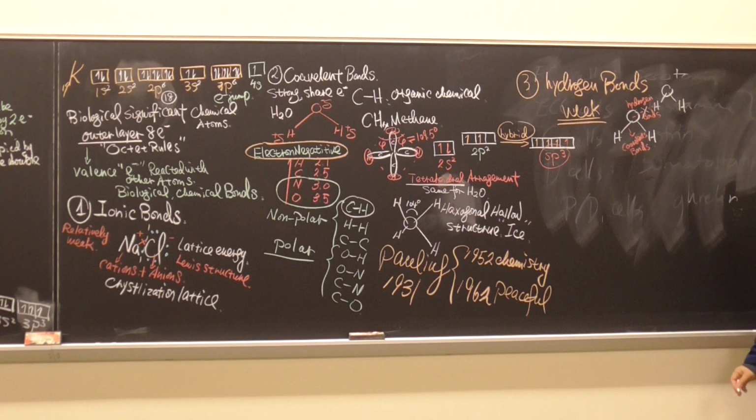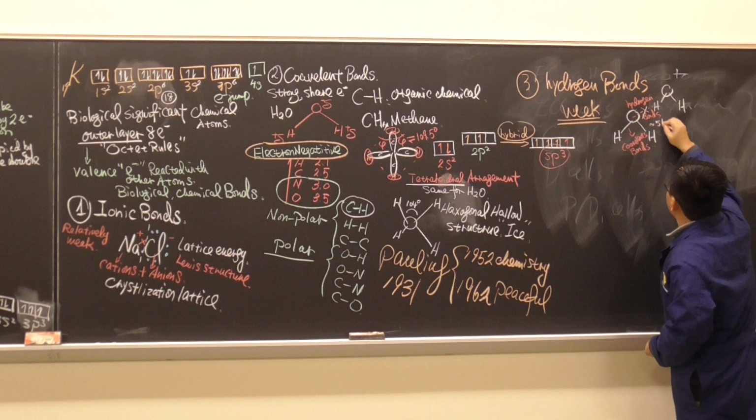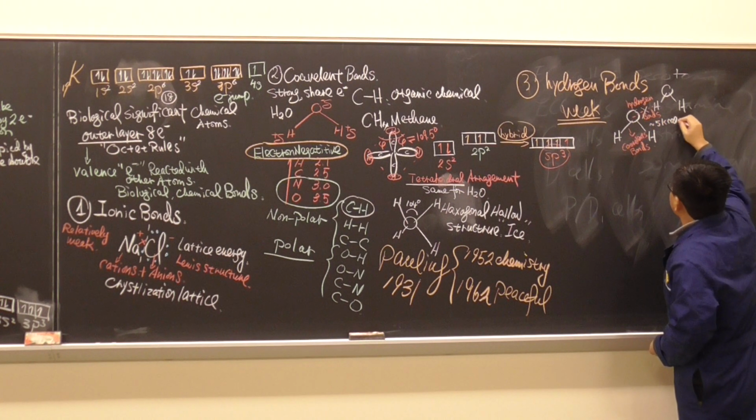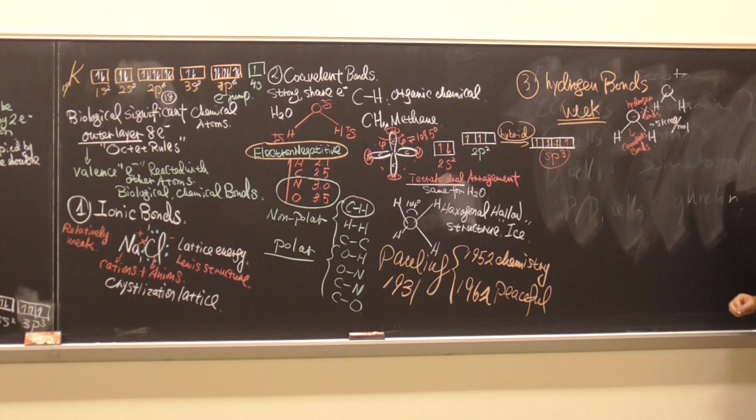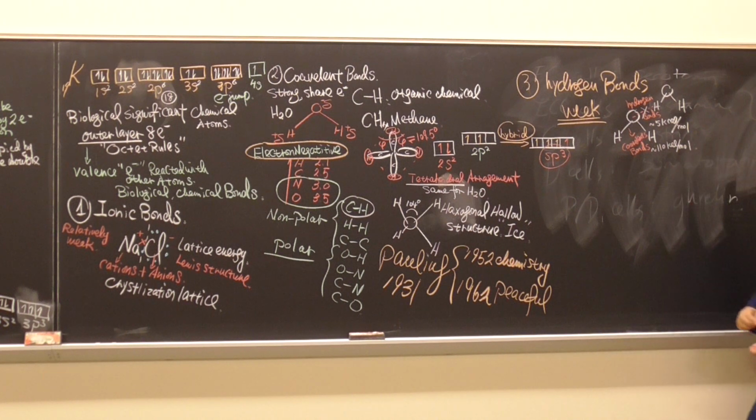Another thing I want to mention is the energy. What's the energy for hydrogen bonds? It's very low, about 5 cal per mole. How about the covalent bonds? Up to 110 cal per mole. That's a very strong one.